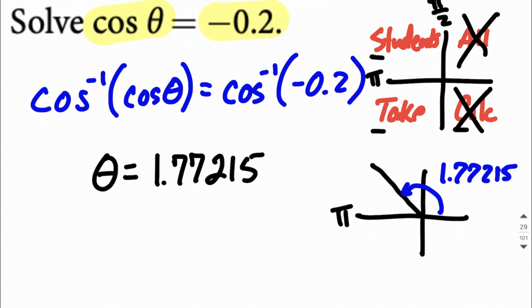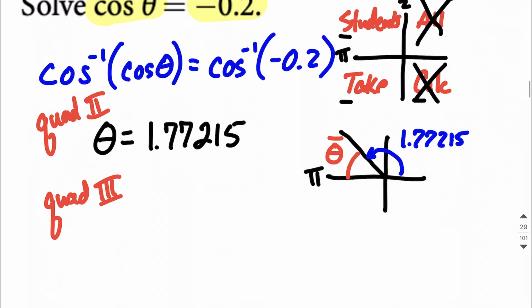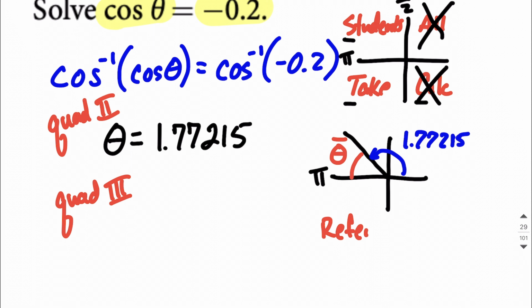The other thing that we want to do is find what angle we get in the third quadrant that also satisfies this cosine of that angle equals a negative value. So this is our quadrant 2 value. To get a quadrant 3 value, what we want to do is next find the reference angle. We're going to start with the angle that we found, that 1.77, and we're going to draw it to the x-axis. I'm going to label this as theta bar, our reference angle. Theta bar, we have to compute that.